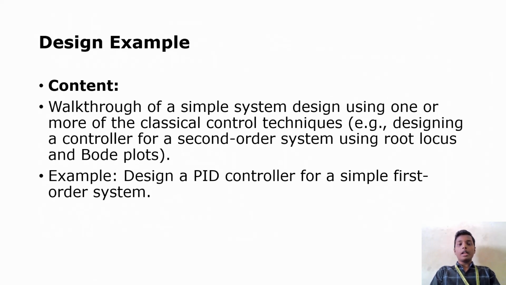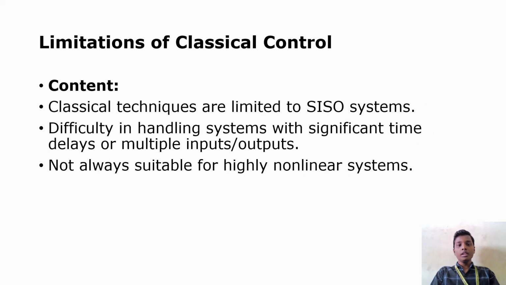Design example. Walkthrough of a simple system design using one or more of the classical control techniques. Example: designing a controller for a second order system using Root Locus and Bode Plots. Example: design a PID controller for a simple first order system. Limitations of classical control. Classical techniques are limited to SISO, single input and single output systems. Difficulty in handling systems with significant time delays or multiple inputs or outputs. Not always suitable for highly nonlinear systems.